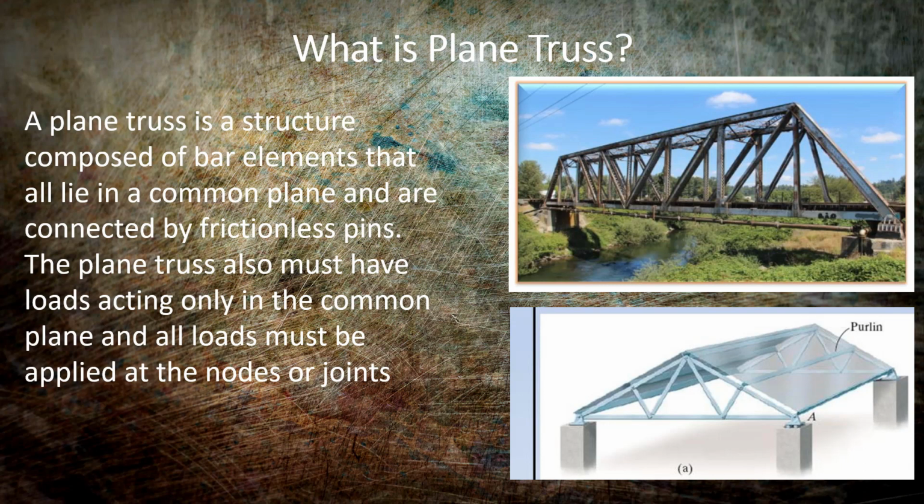The common example of a plane truss is a bridge truss, as you can see in the figure at the right top. And another example of a plane truss is a roof truss. So these are the two examples of plane truss.